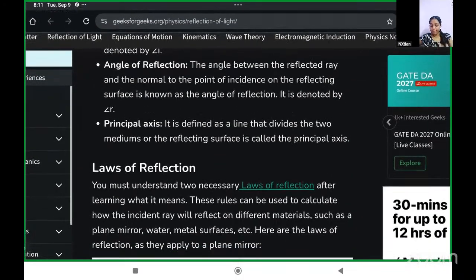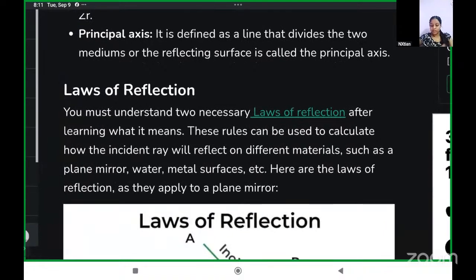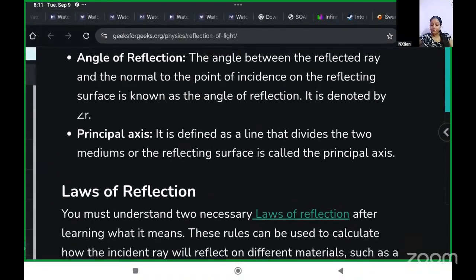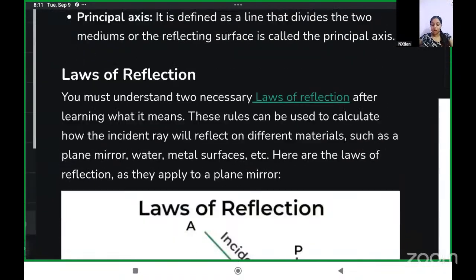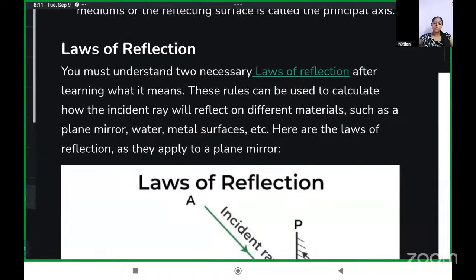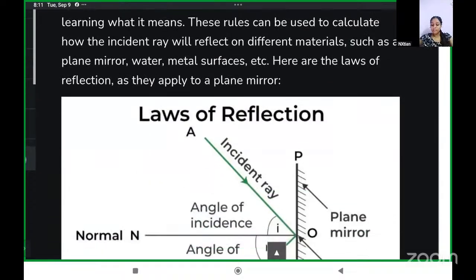Okay. Now, let's quickly see the laws of reflection. You must understand two necessary laws of reflection after learning what it means. These rules can be used to calculate how the incident ray will reflect on different materials such as plane mirror, water, metal surfaces, etc. Here are the laws of reflection as they apply to a plane mirror.